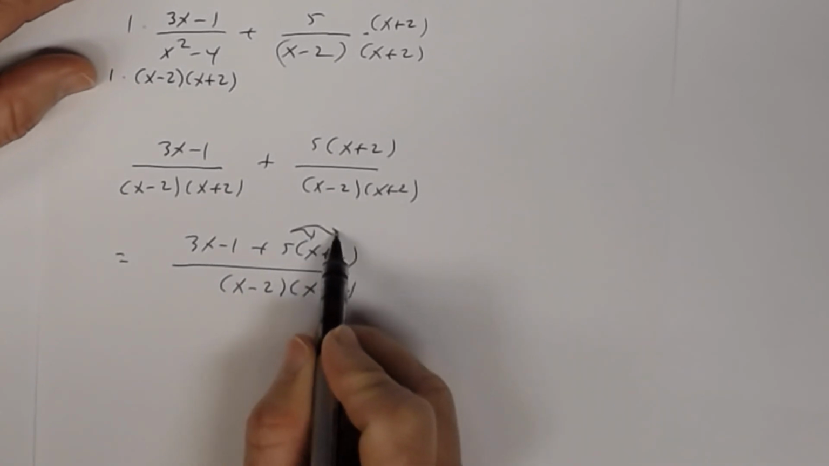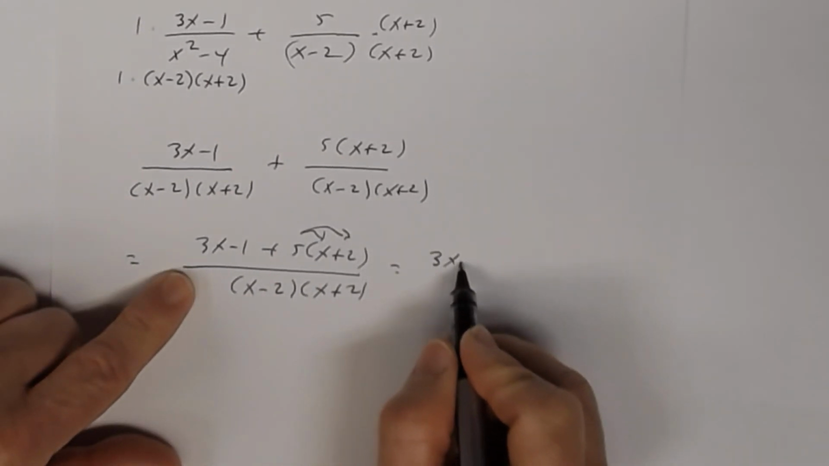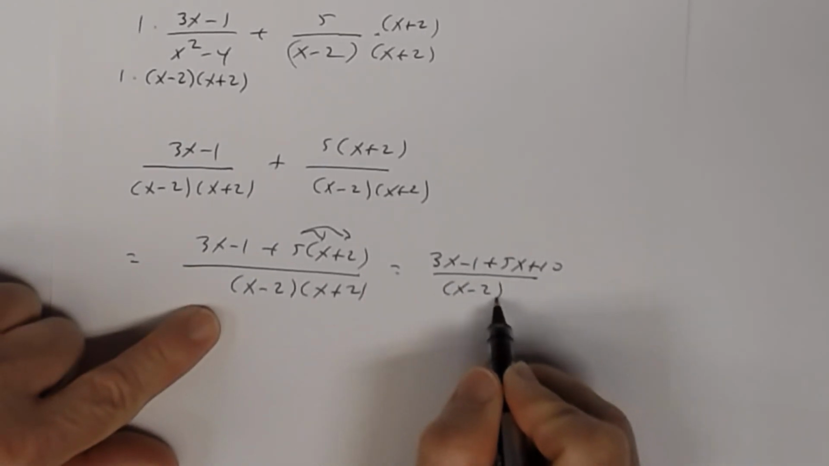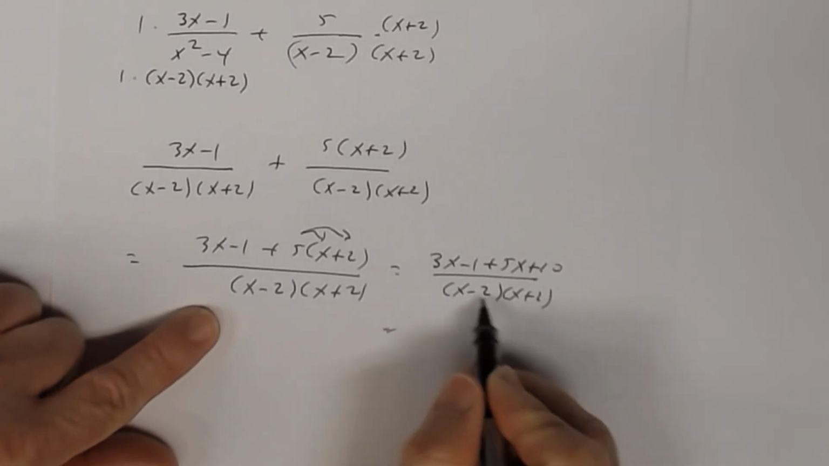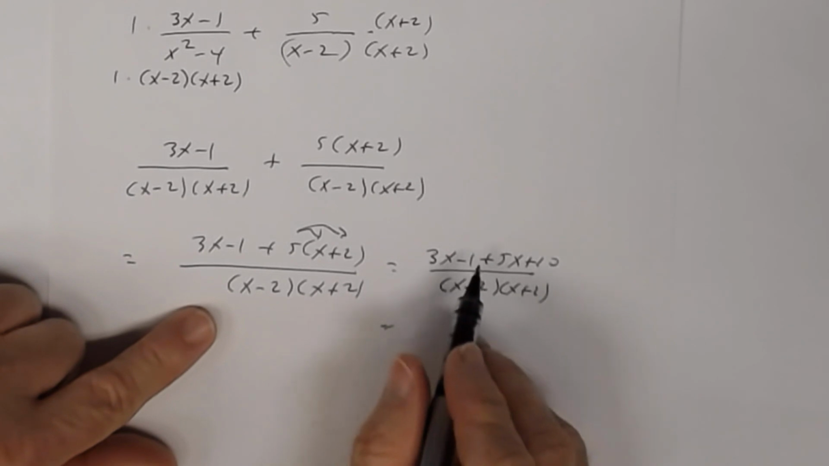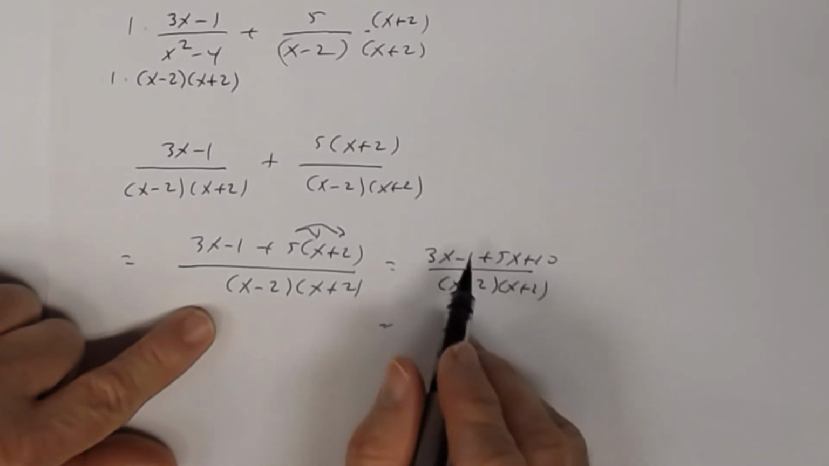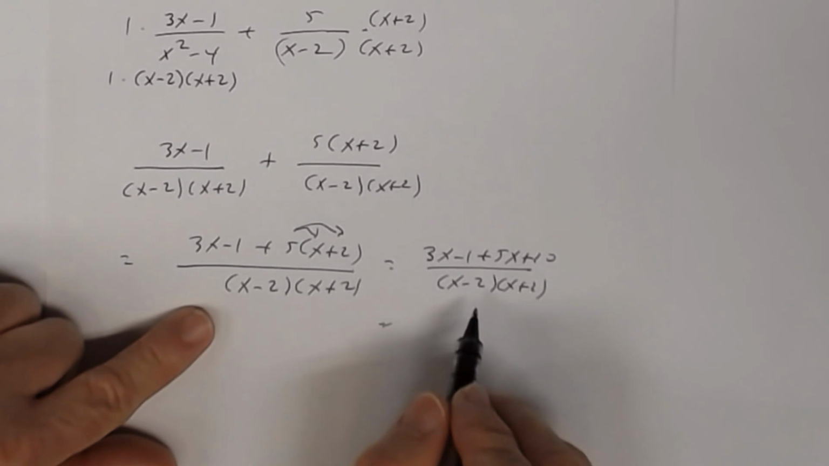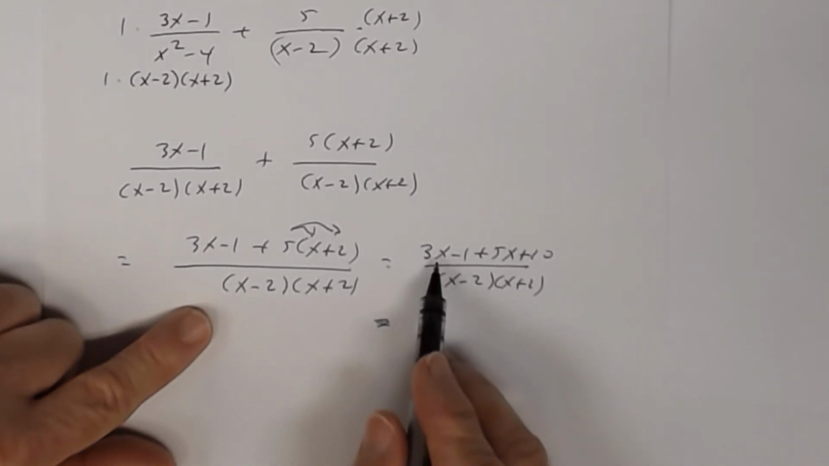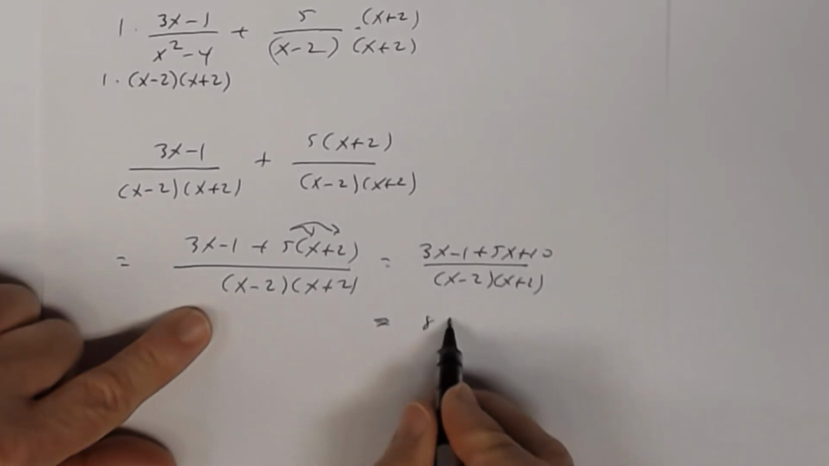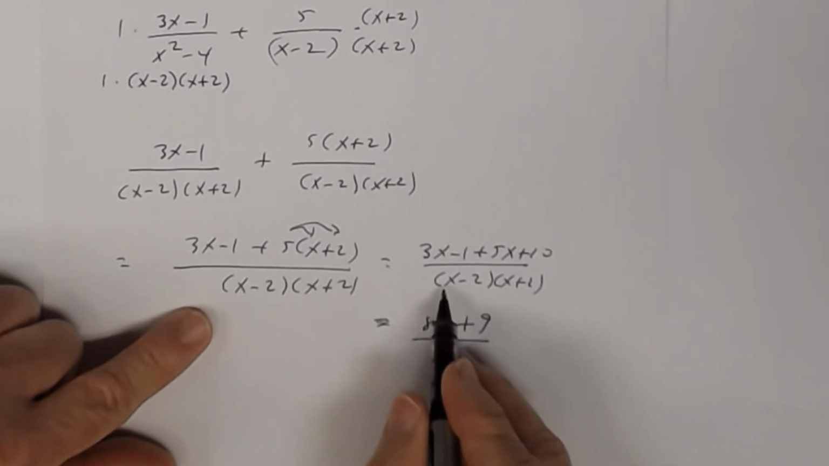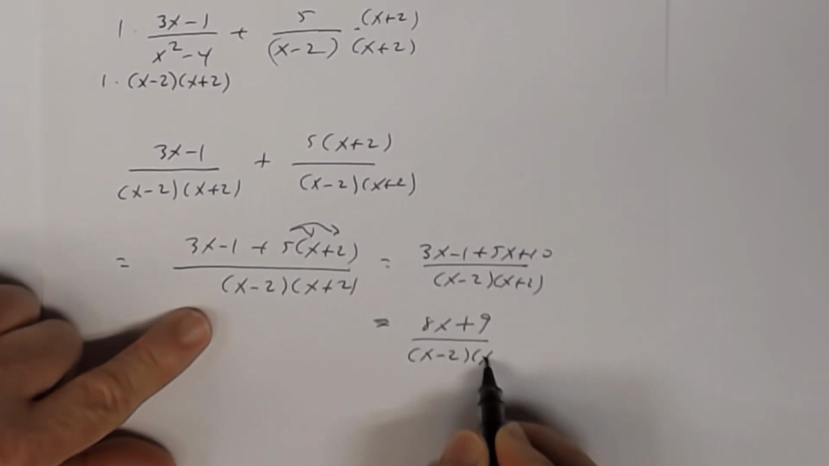Okay, now distributing the 5 here, this becomes 3x minus 1 plus 5x plus 10 divided by x minus 2, x plus 2. Again, leave things factored because at some point a factor in the numerator may match a factor in the denominator that you want to reduce if possible. So leave it in factored form. The numerator, 3x and 5x is 8x. A negative 1 and a positive 10 is a positive 9. And the denominator is x minus 2, x plus 2.